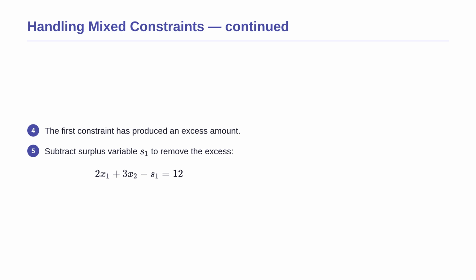Starting with the first constraint, we analyze its direction. Because it is a greater than or equal to inequality, it means we have produced an excess amount above our minimum requirement. To bring the total perfectly down to the exact requirement of 12, we must subtract a surplus variable, which we will call S1. This subtraction mathematically removes the excess, allowing us to safely replace the inequality sign with an equal sign without changing the meaning of the problem.